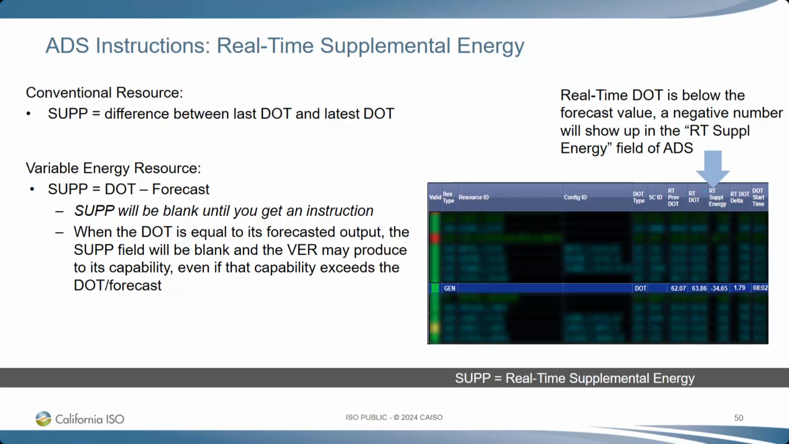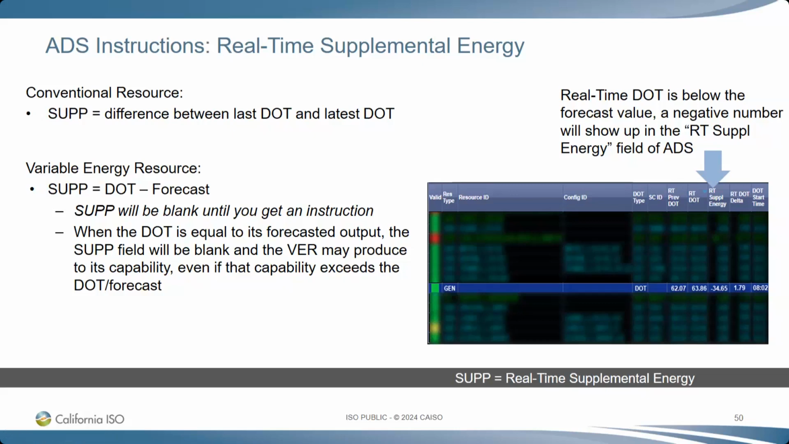So it's looking at that delta, but for VERs, it's looking at their dot minus the forecast. So when the dot is equal to its forecast output, the SUP field will be blank. The VER may produce to its capability, even though that capability may exceed the dot or forecast. But in that case, when the resource is producing at full capacity, it's going to give the market updated production information. That's going to help us result with better forecasts for the future.